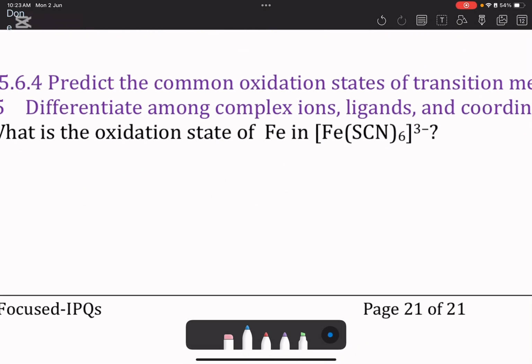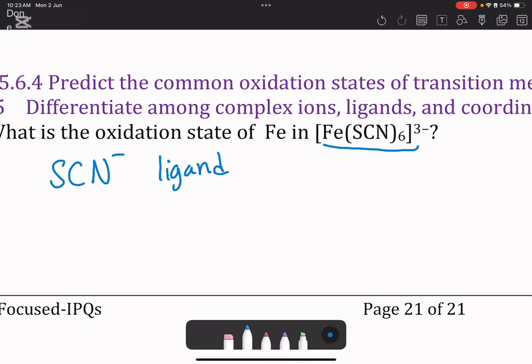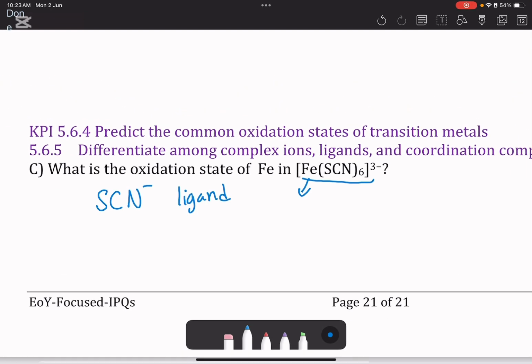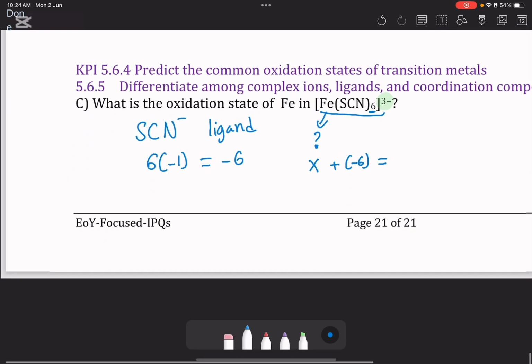What is the oxidation state of iron in this complex ion? Here, this is a ligand, we have 6 of it. And this is Fe, the whole thing is a complex ion. Now, what is the charge of Fe in this one? This ligand is -1. We have 6 of this ligand. That is -6. Now, Fe, I still don't know it, so I'm going to name it as X. X plus -6 from the ligands equals the charge of this complex ion, which is -3. Therefore, the iron has +3 charge.